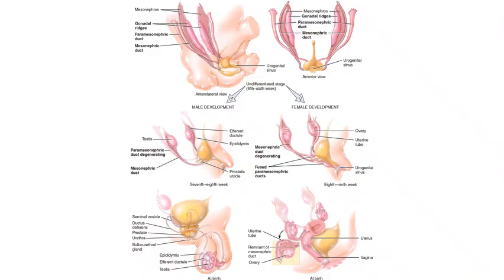Autosomes code for the overall form of the human body and for specific traits such as our eye color, our height, and others. The two sex chromosomes, X and Y, determine the genetic sex of an individual. In a genetic female, somatic cells contain two X's. In a genetic male, it's an X and a Y.